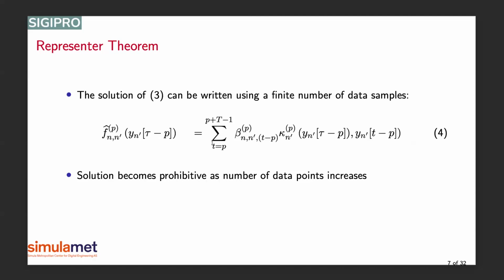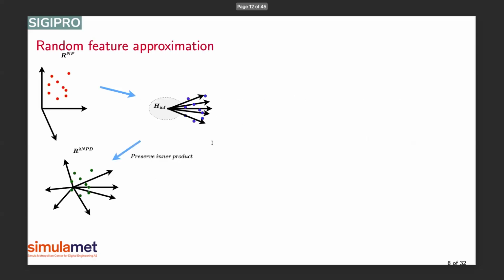As I already said, we are getting time series data in a streaming way, and as the amount of data increases, this becomes prohibitive. In order to mitigate this problem, we use a random feature approximation, where any function in a high dimensional space can be expressed in a lower dimensional space if the distance between data points in high dimensional space and low dimensional space can be preserved.